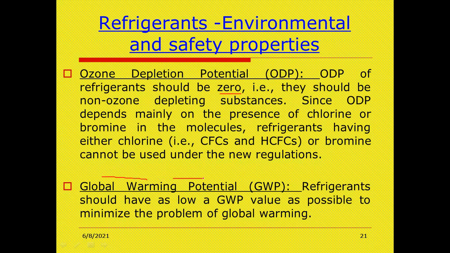So generally the refrigerants are chemicals which are used in the refrigeration. We are using various types of chemicals that we have discussed, that is R12, R14, RCC12, like that. In order to protect the environment from refrigerants, some environmental laws have been prescribed. So what is the law? Global warming potential. The refrigerants should have as low a value of GWP as possible to minimize the problem of global warming. That's the meaning. Okay?